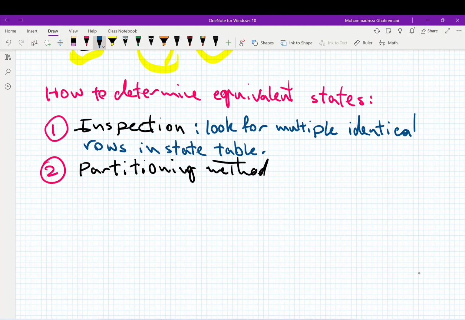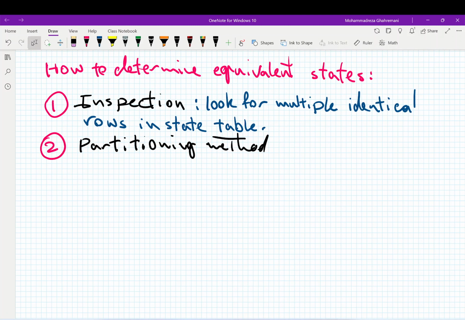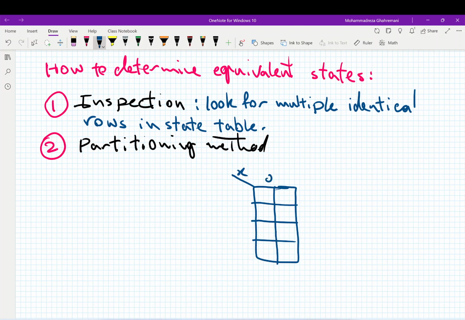Okay, so for example, here we have one state table which has 4 states. X is 0, 1, and states A, B, C, D. And let's assume we have this state table.